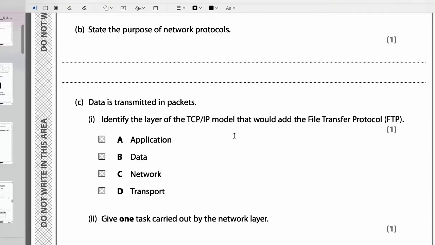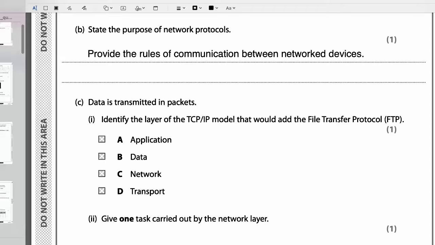B. State the purpose of network protocols. So network protocols provide the rules of communication between network devices. Protocols is rules, so this is rules of communication in a network.